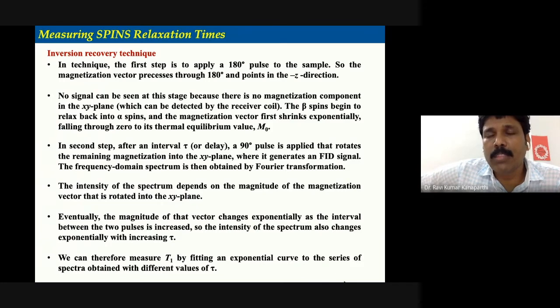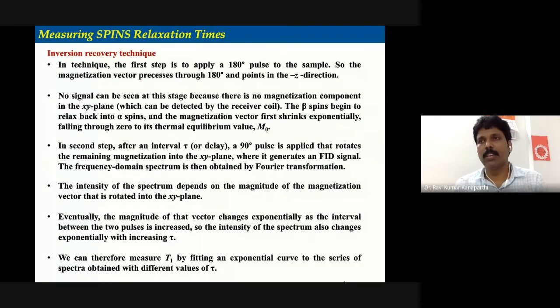If you double the timing, then the net magnetization vector will be pointing along the minus Z direction, and it will be precessing in that direction. Now if you try to measure the XY plane magnetization in the receiving coil, you don't see anything. But as you know, we don't keep any pulse on for a longer time. We apply it for a certain duration and then we leave it. Once you leave it, naturally it comes back to the original position, right?